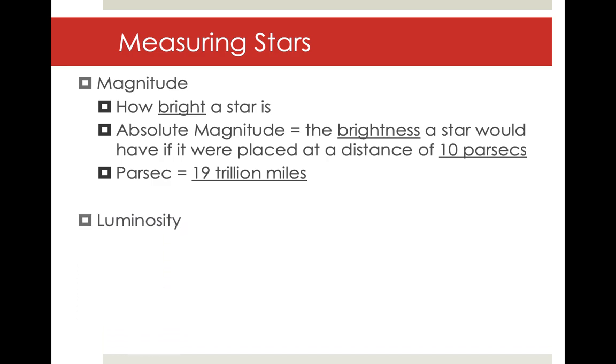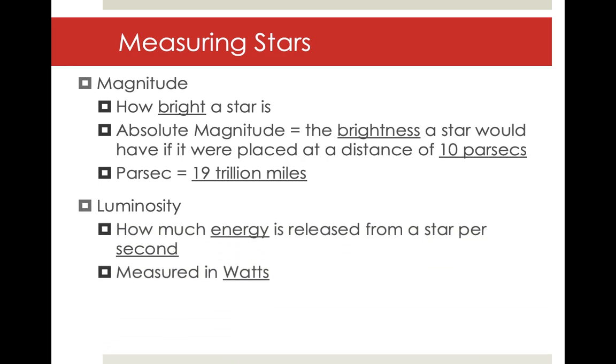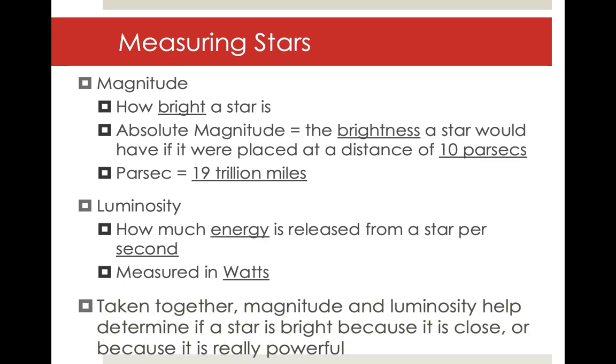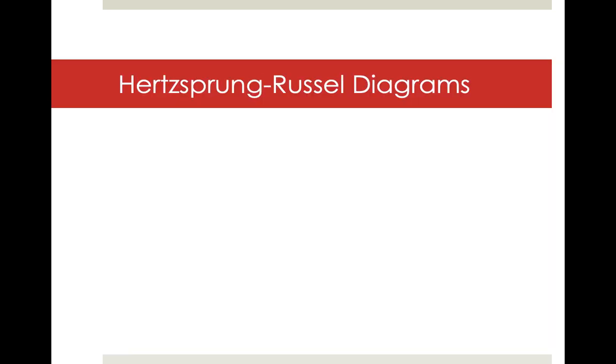Now, we can also measure a star's luminosity. And what we mean here by luminosity is the energy output of the star. How much energy is released per second from a star? This is measured in watts. Now, we want to know something. Is a star bright because it's really powerful, because it's really hot, or is a star bright because it's close? And that's why we have absolute magnitude. If we take these things together, magnitude and luminosity, they help us to determine if a star is bright because it's close or because it's really powerful.